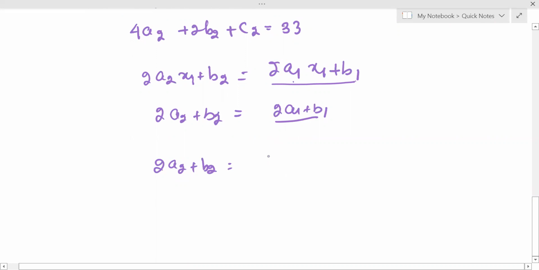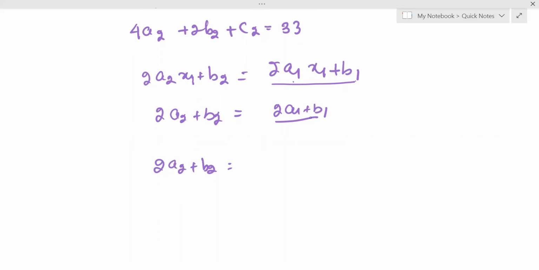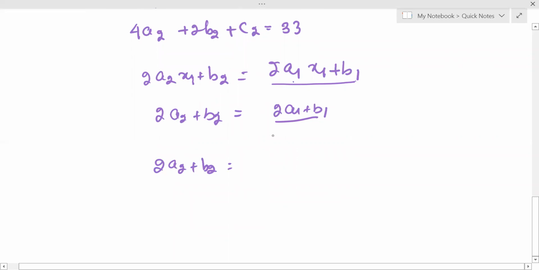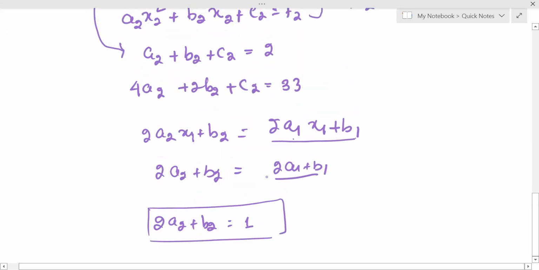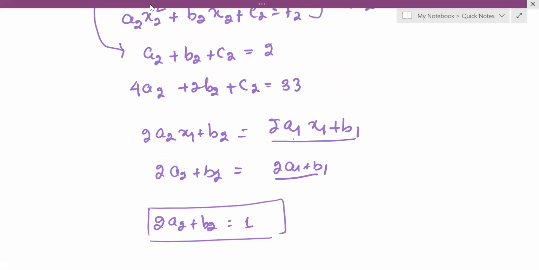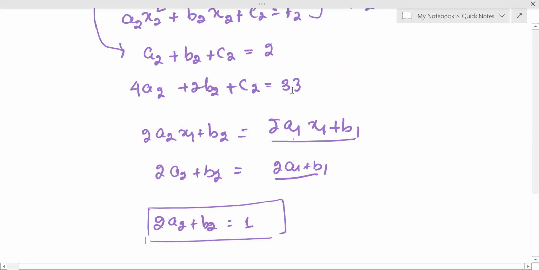What is the value of A1, B1? A1 कितना था? 0. A1 0 है sir. A1 0, तो B1 1. तो only value 1 आएगा. Now we need to solve 3 equations. These 3 equations we need to solve.